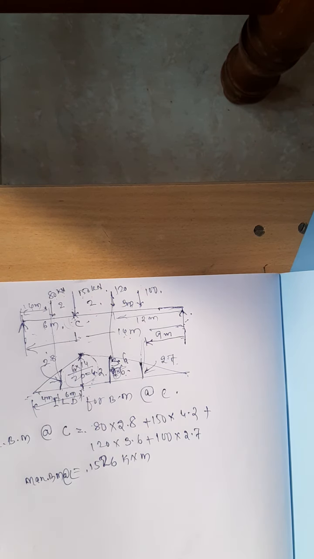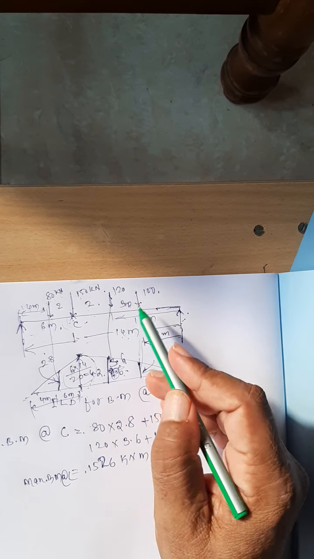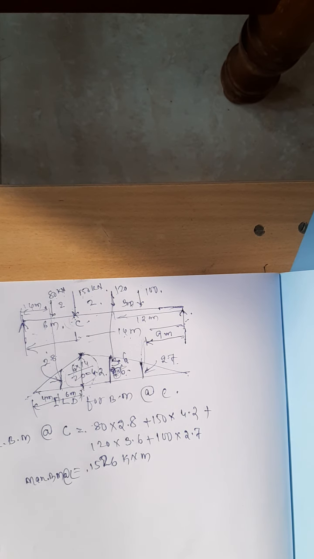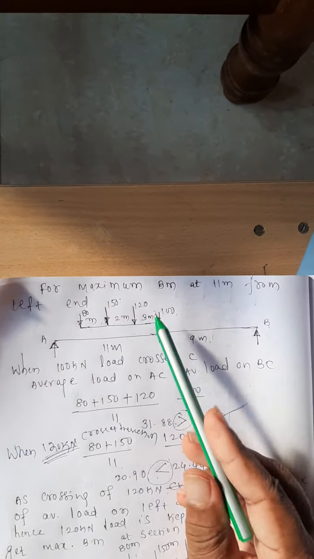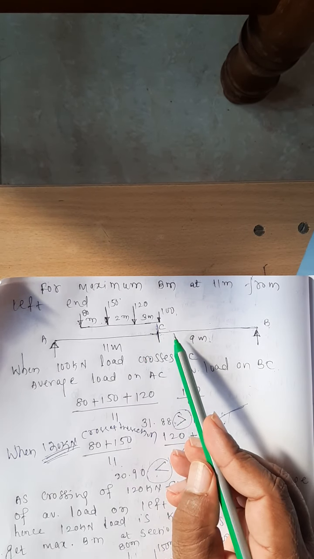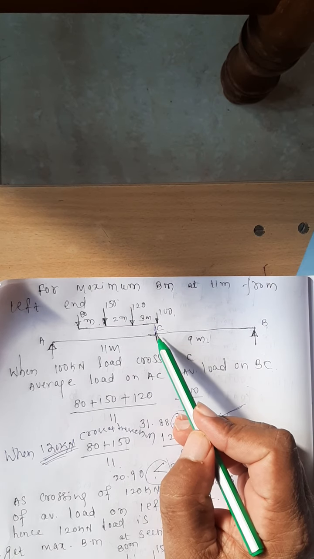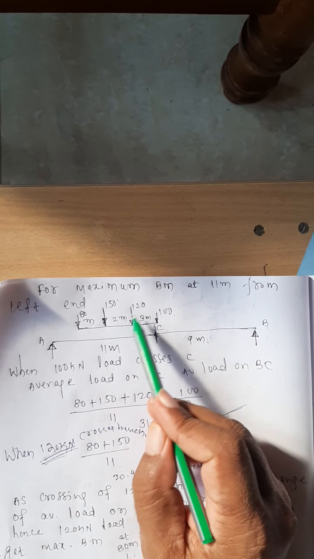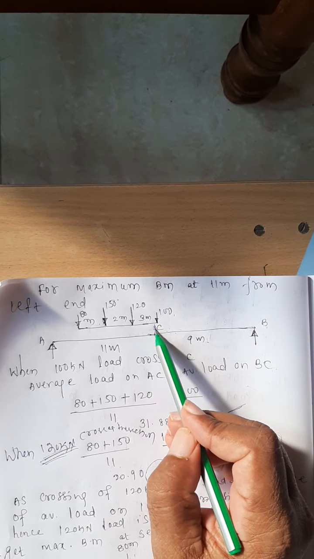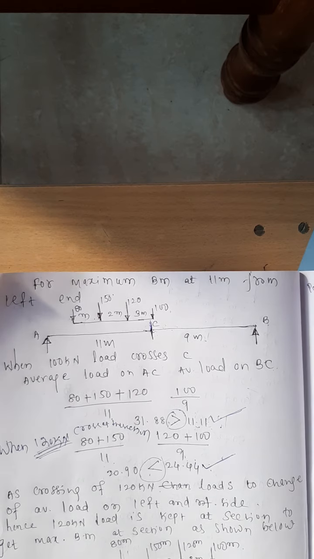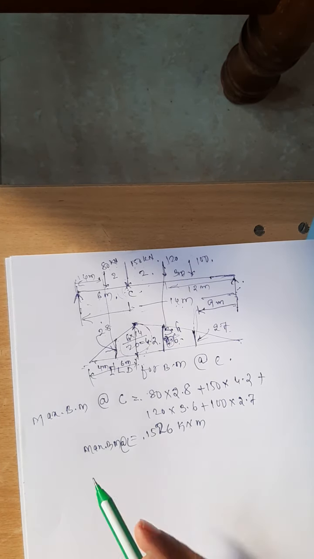Like that, for the same beam, he has asked the maximum bending moment at the 11 meter point, and we got the critical load. Means when the load of 150 kilonewton crosses this point C, the average load on the left and right has changed its sign. That is why that load is to be kept at the point C, and I will do the calculation for that one.